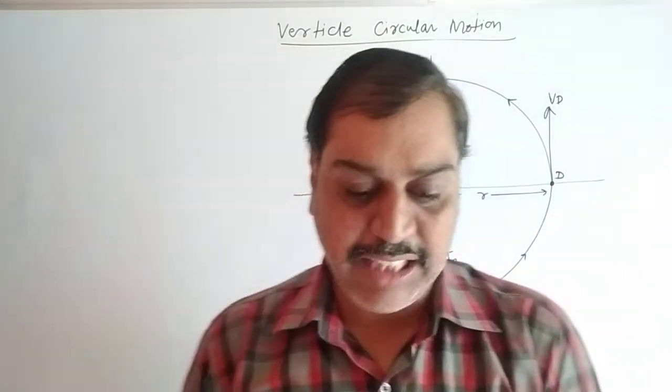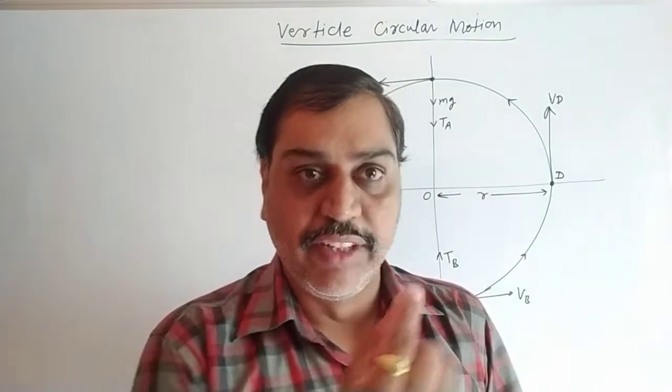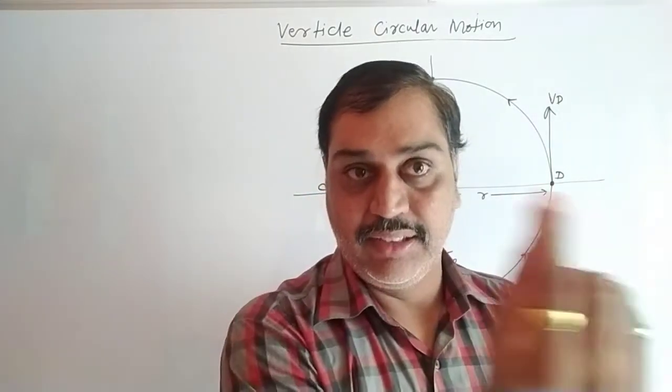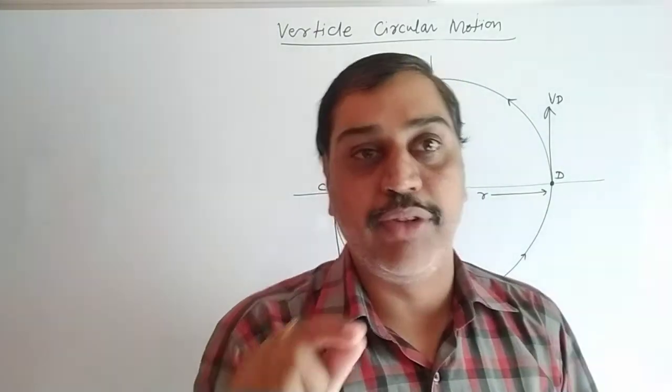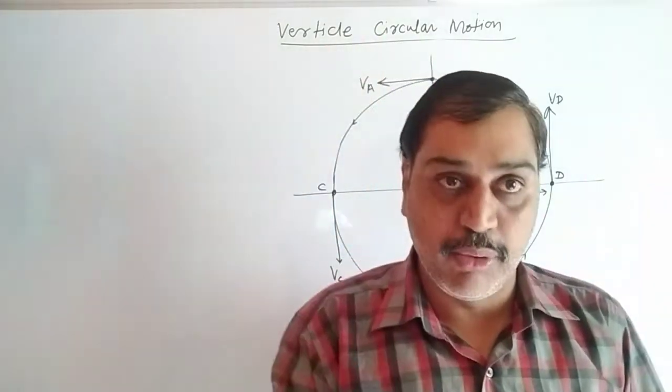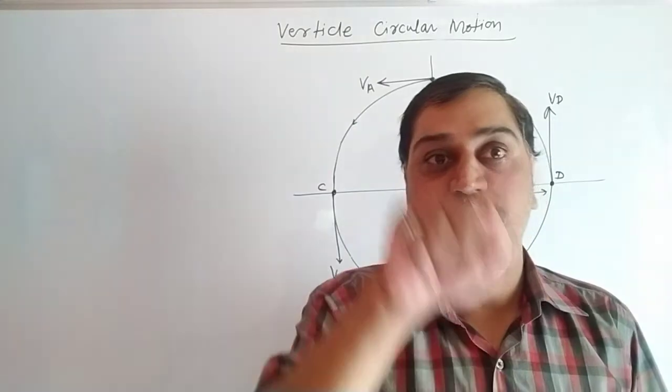If you remember, in the last part we learned the conical pendulum, which moves in a horizontal circle. So that is the horizontal circular motion of a conical pendulum. Here it is exactly opposite. It is vertical circular motion, meaning the particle is moving vertically.